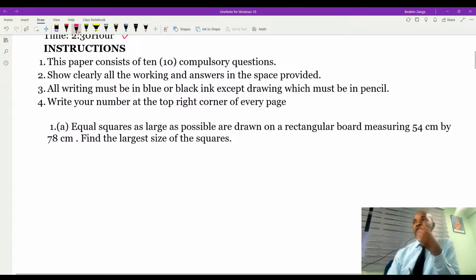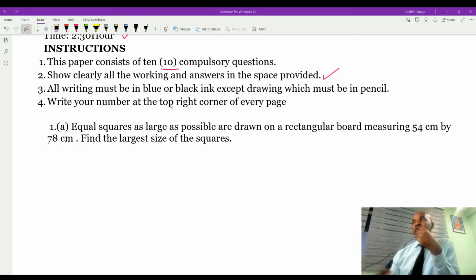The paper consists of 10 compulsory questions. Students, they have to show clearly all the working and answers in the space provided. All writing must be in blue or black ink, except drawing, which must be in pencil. And the students were supposed to write their numbers at the top right corner of every page. So basically, these are the instructions which were supposed to guide the students to be able to do their exams.